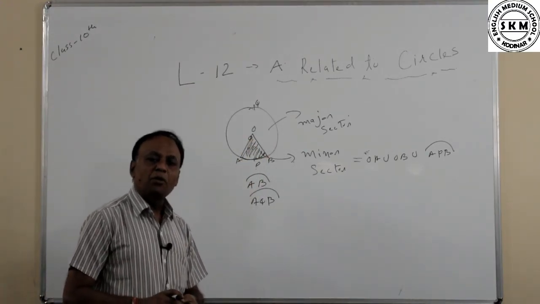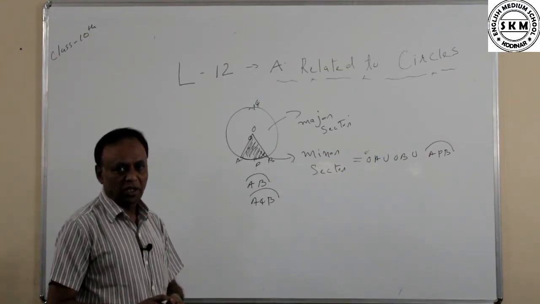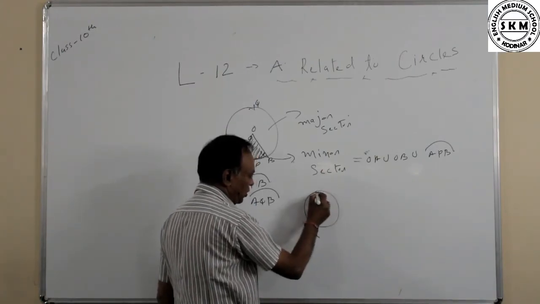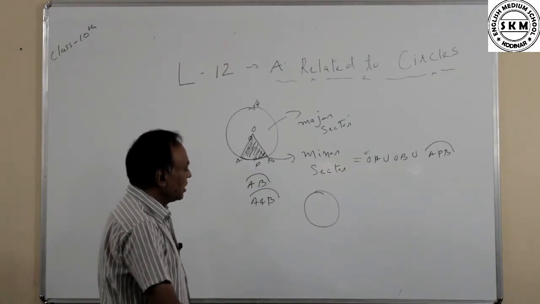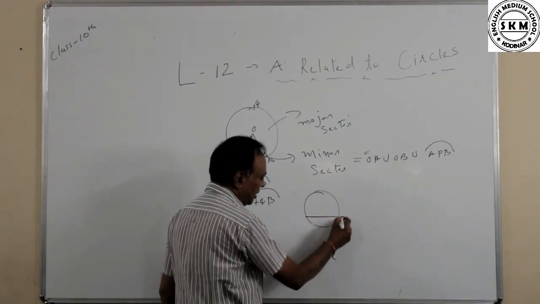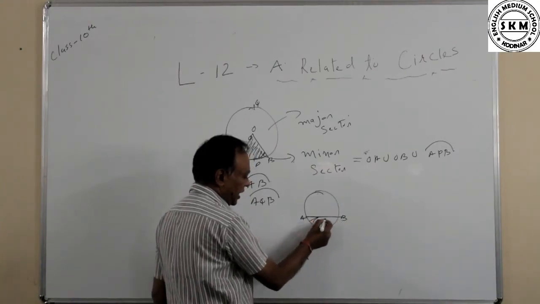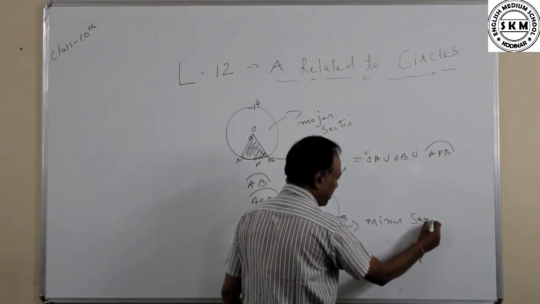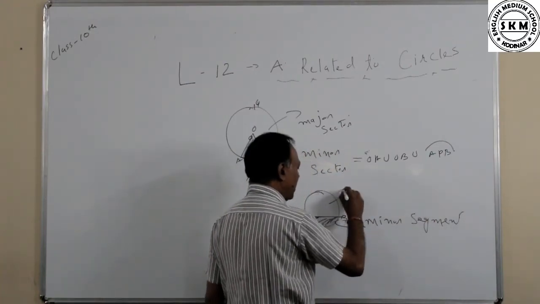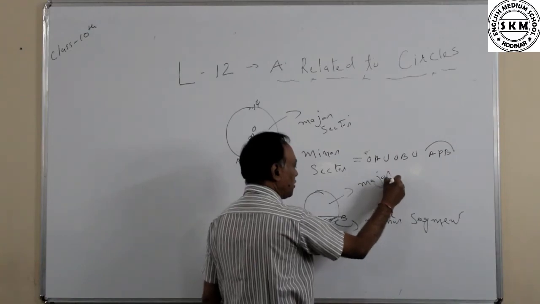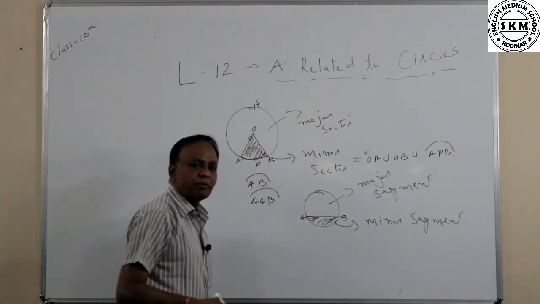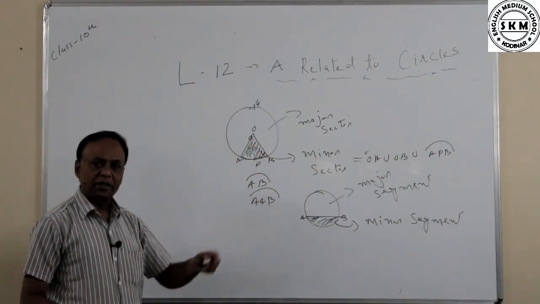Now I discuss segment. Again I draw the figures. Here AB, I said, is a minor segment. It is the minor segment, and here it is a major segment. Sector and segment, slight difference.